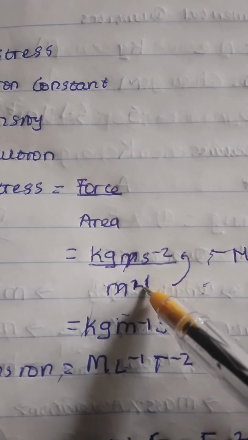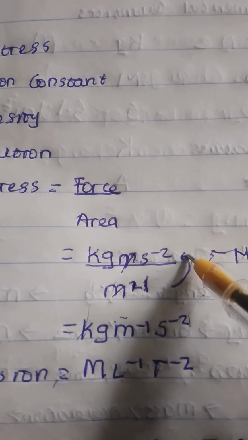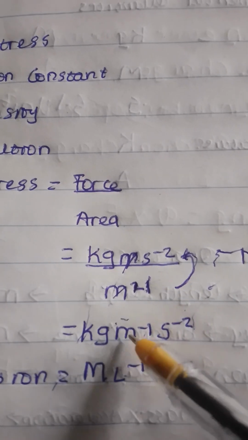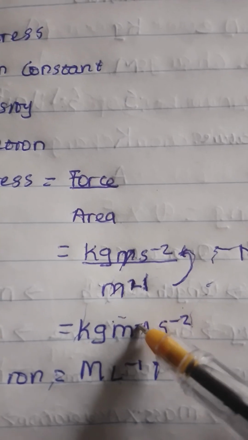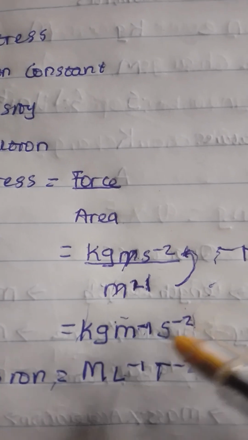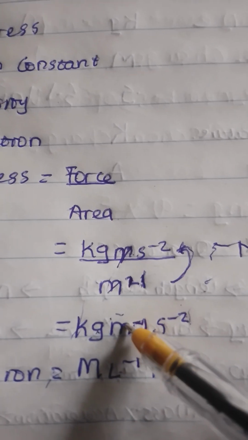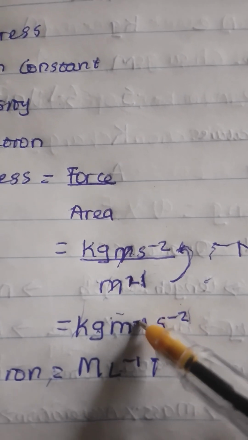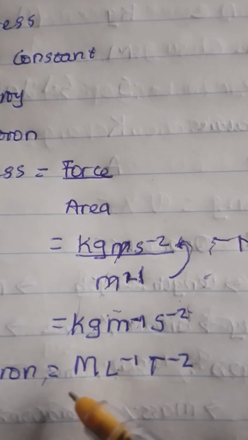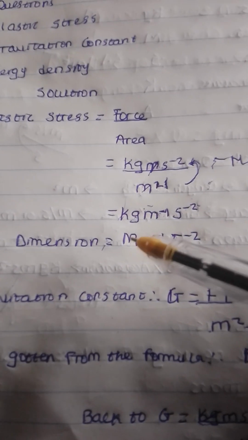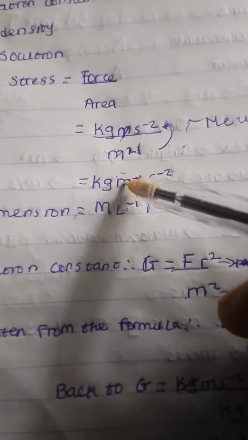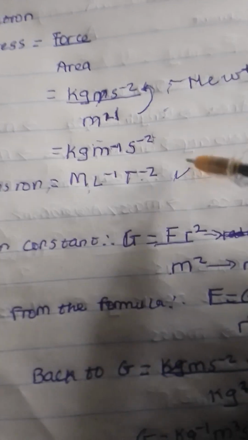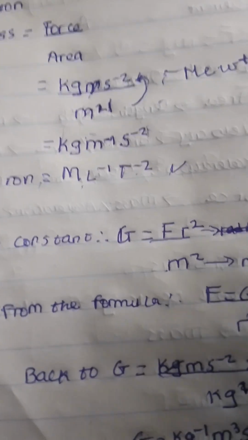So this m raised to power 1, if you know indices, once you carry it up here, it will change to what? M raised to power minus 1. So that is what? Kg m raised to power minus 1, s raised to power minus 2. So this is like mass times distance raised to power minus 1 times time raised to power minus 2. So what are we going to do to get the dimension? Look at it here. Replace kg with mass M, replace this one with L minus 1, replace this one with T minus 2. Very simple.